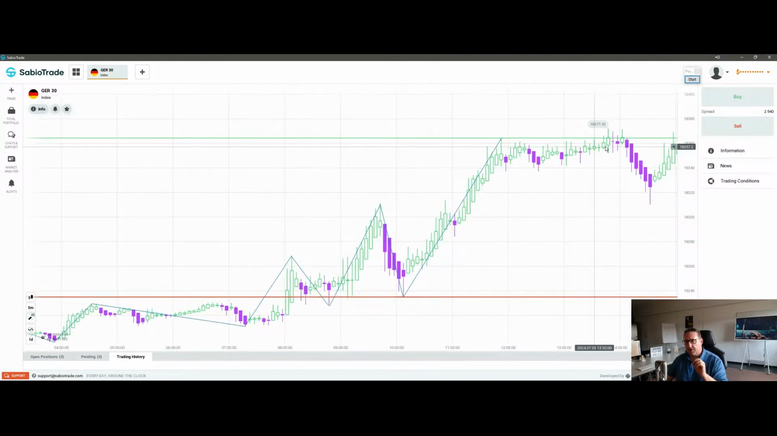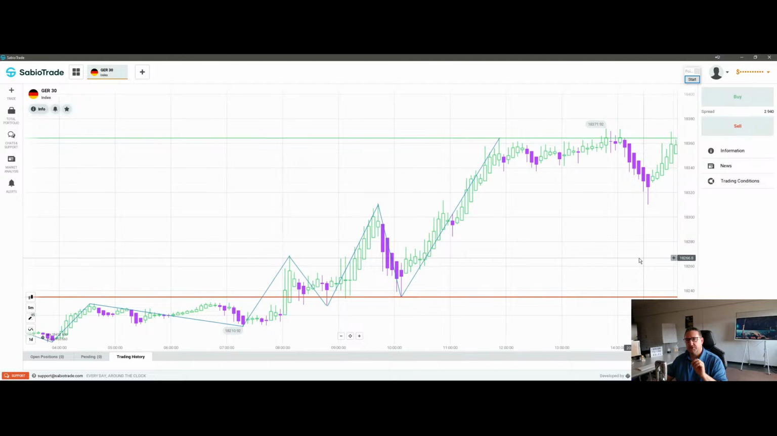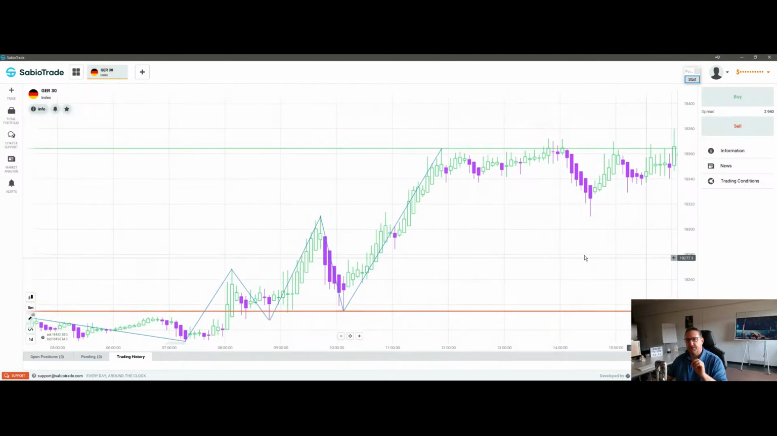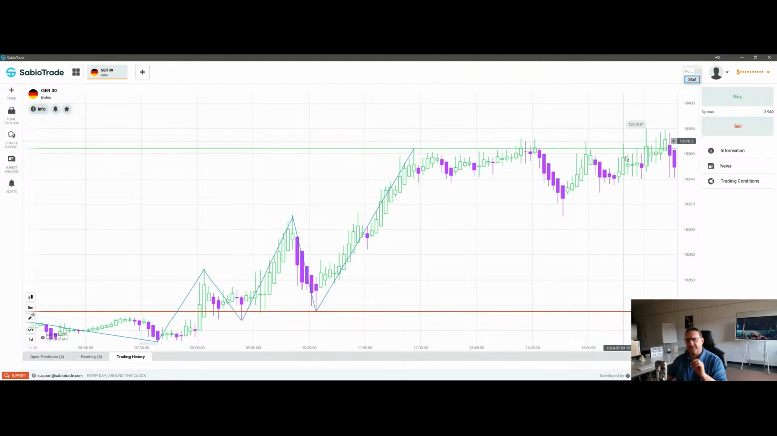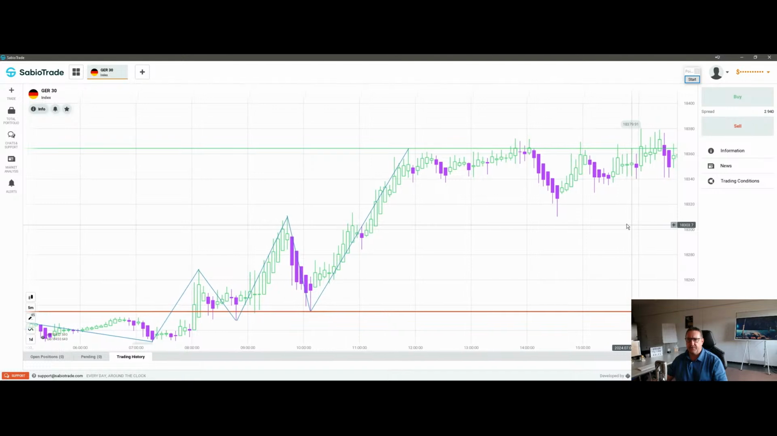Either we get a continuation with 3 closing prices above here, or we have a trend break here. So let's see what happens first. 3 closing prices above or below. You see, that's the trick of the market. That's the false breakouts. You can see it perfectly with Heikin Ashi. Yeah, not 3 closing prices.